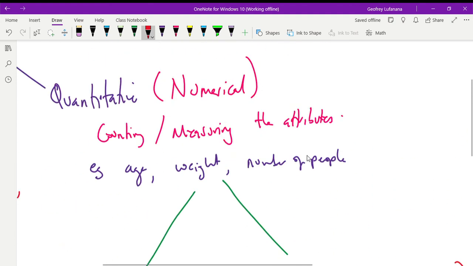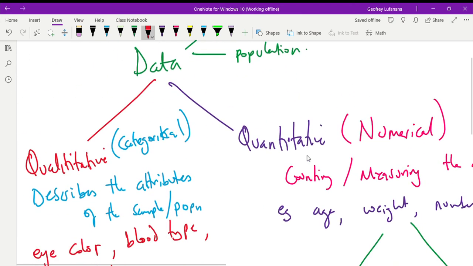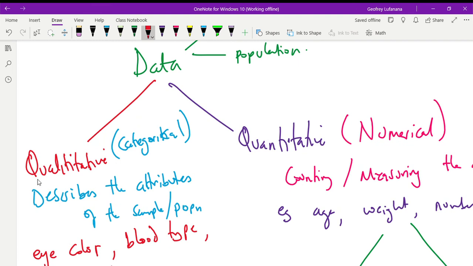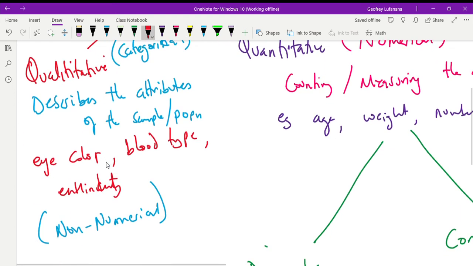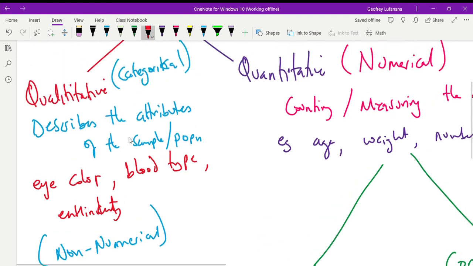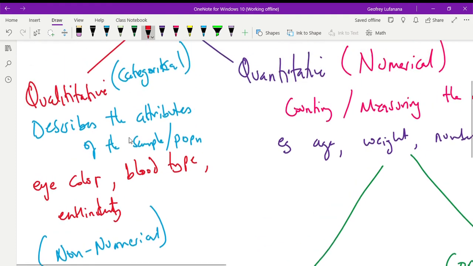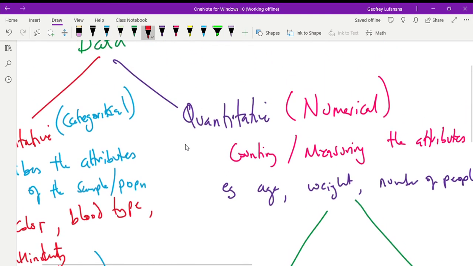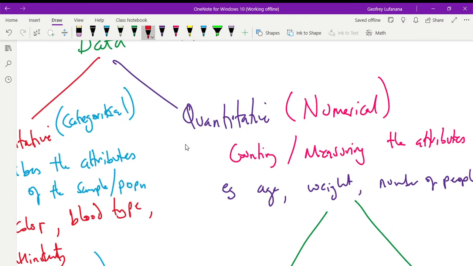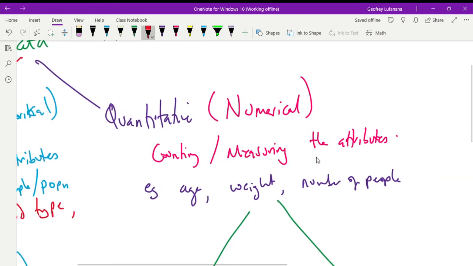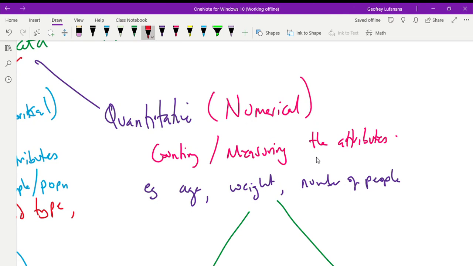So once again, data that we shall be dealing with is categorized first into two, qualitative and quantitative. Qualitative being the one that describes the attributes, or we can call it categorical or even non-numerical data. Most times it's a phrase or a word that's describing the attributes of the sample or population. And on the other side is quantitative, which is also called numerical data, that is a result from counting or measuring the attribute. For example, age, weight, number of people, average salaries in that case.